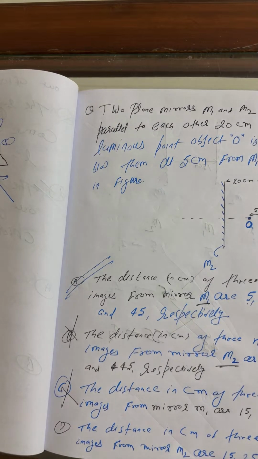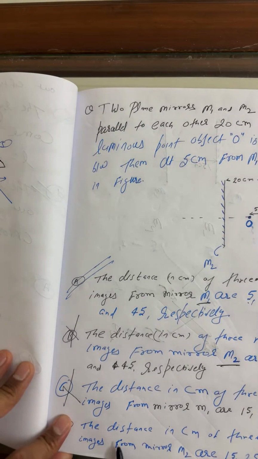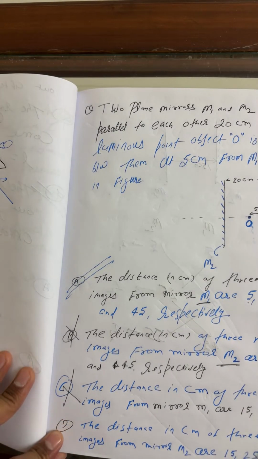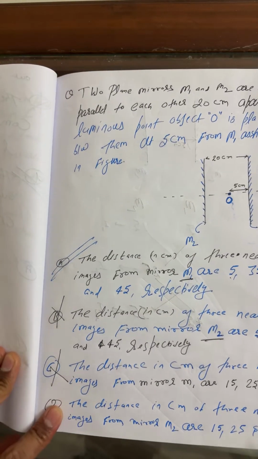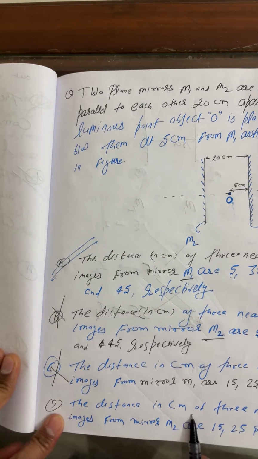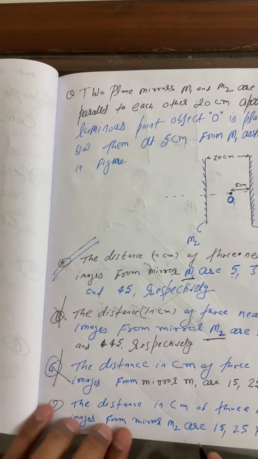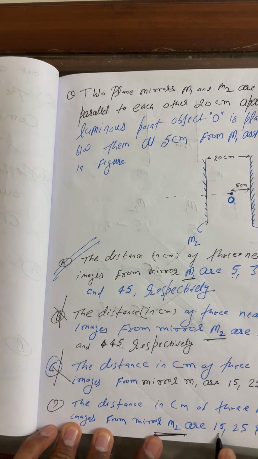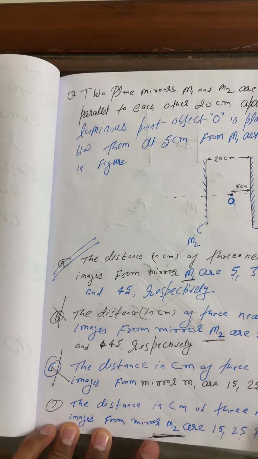Okay, last option. The distance in centimeter for three nearest integer. Okay, for M2. This is what? M2 here. 15, 25 and 55. Okay, have a look. What does it say?